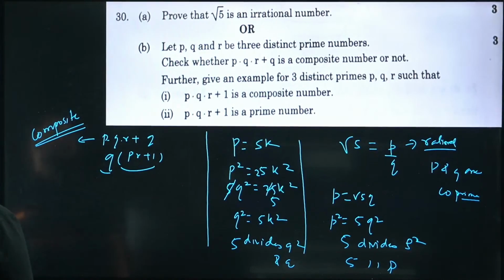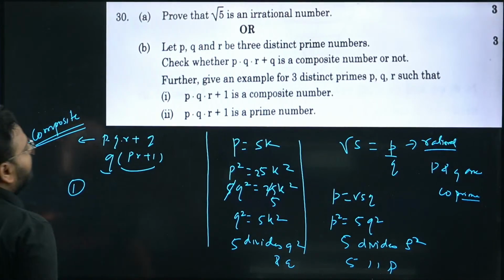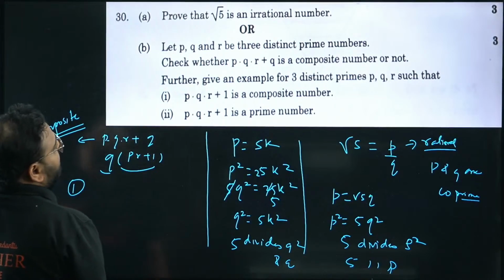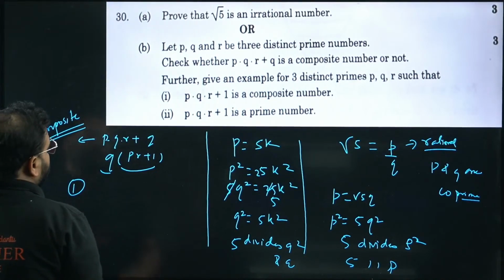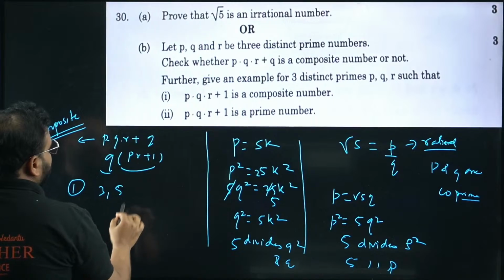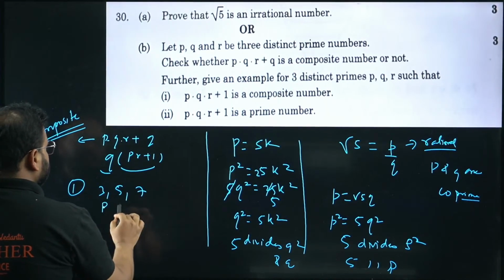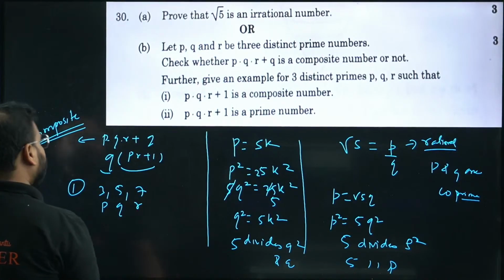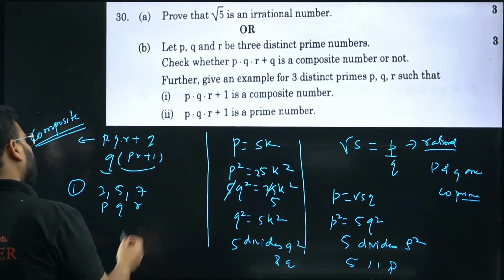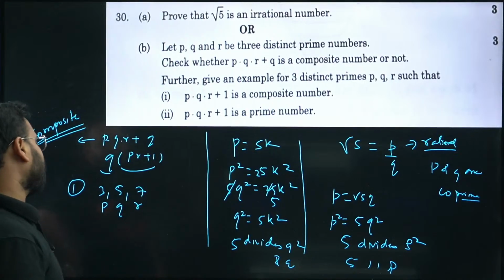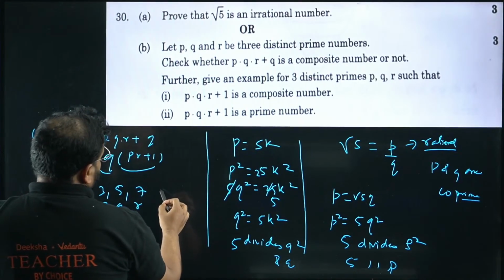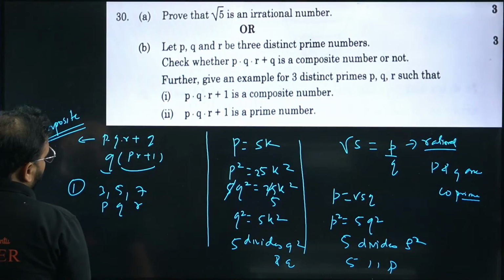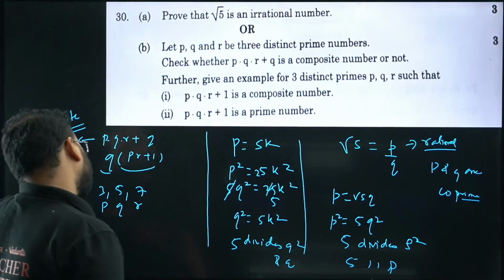Please check. So first part, we are looking for the value of pqr plus 1, which is a composite number, and pqr plus 1, which is a prime number. Okay, check here. 3, 5 and 7. This is p, this is q and this is r. What do I get now, sir? 3 into 5 into 7, 15 sevens are 105, right? Have a look. Let's see, 3 into 5 is 15, 7s are 105, right?